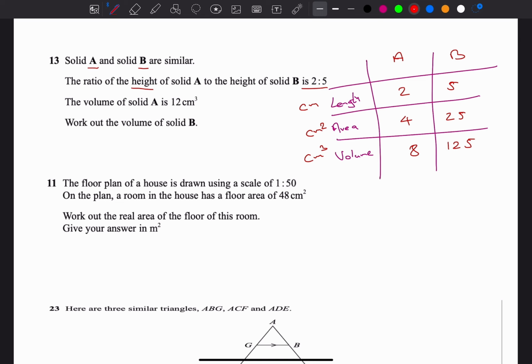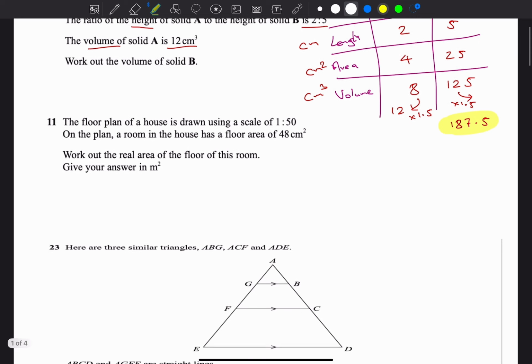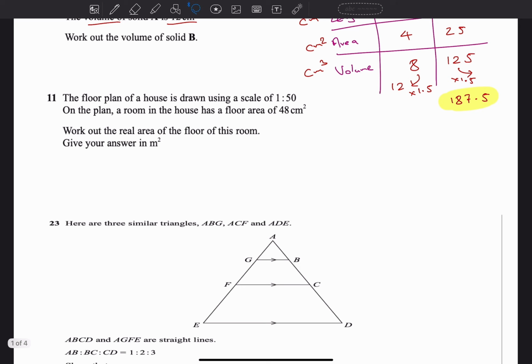Now they said the volume of A is 12. To go from A to 12, you times it by 1.5, so the same thing, times it by 1.5. 125 times 1.5 will give you 187.5 centimeters cubed. Some people don't write the area part there, but I just do the whole thing. It's up to you.